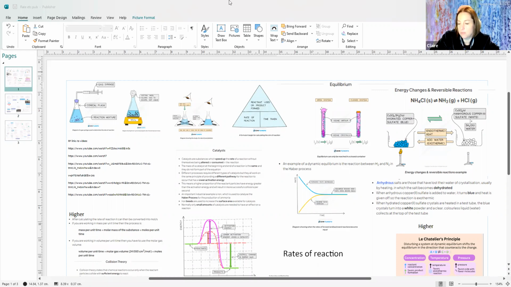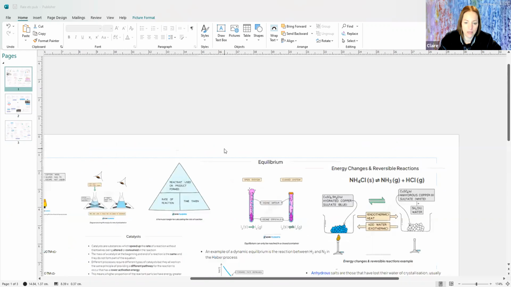I really like this module. It's one of my favorites. Don't know why, it just is. I just like it. I think it's because there's lots of practicals in this. So we'll start with the practicals and the equation.